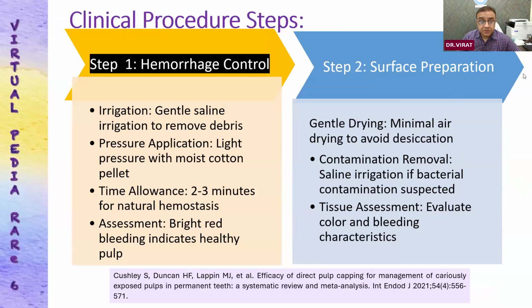Clinical procedure steps. Step one is hemorrhage control, which is achieved after gentle saline irrigation to remove the debris, and application of a moist cotton pellet with light pressure for 2 to 3 minutes for natural hemostasis. Bright red bleeding indicates a healthy pulp. Step two is the surface preparation, wherein minimal air is used to dry to avoid desiccation, and saline irrigation is done to remove any bacterial contamination, and then evaluate the tissue for color and bleeding characteristics.